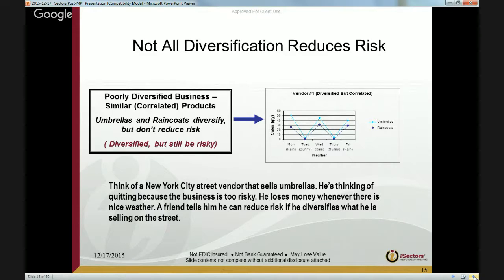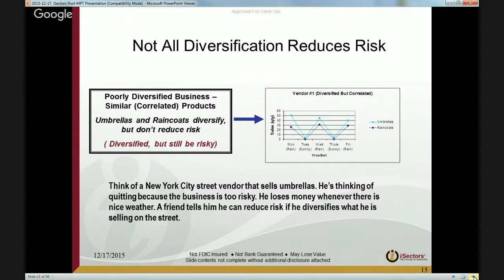Well, street vendor number one, selling umbrellas and raincoats, are these product lines different? Yes. But do they help them reduce risk when it's sunny outside or when the weather changes? No. When it's raining outside, this vendor sells lots of umbrellas and raincoats, but when it's not raining outside, he has nothing to sell. So he undergoes tremendous volatility from one day to the next, depending on the weather, which can be synonymous with the stock market.